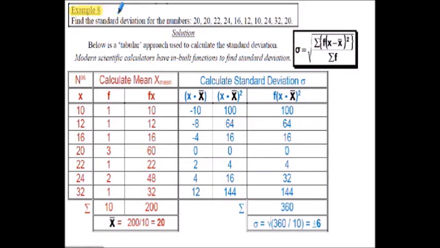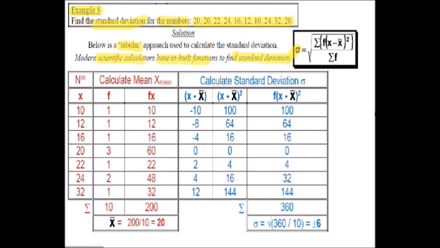Okay, example 8 here. We're asked to find the standard deviation for a set of numbers given in this particular example. We're going to use a tabular approach to solve this problem. We're using the formula that we saw on the previous slide, just repeated here for convenience. You might find that some scientific calculators have built-in functions for calculating standard deviation.